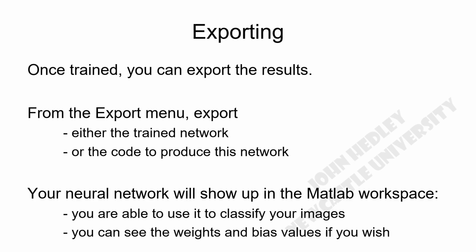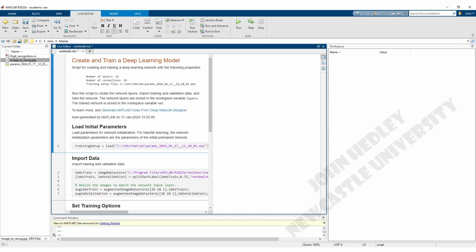Now that we have our network, we will want to use it. You can either export the network, or you can export the MATLAB code needed to generate the network, as shown here. You are now in the position of loading in your own images and get the network to read them.